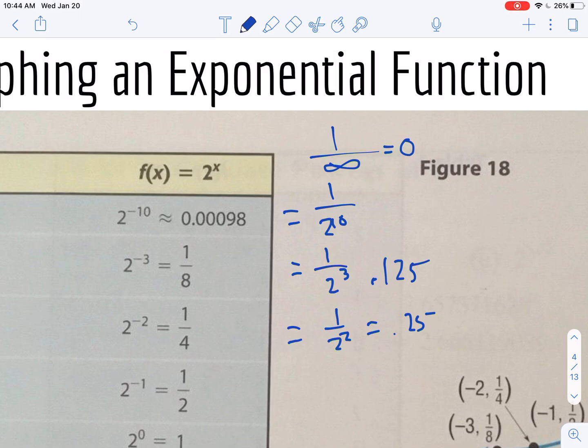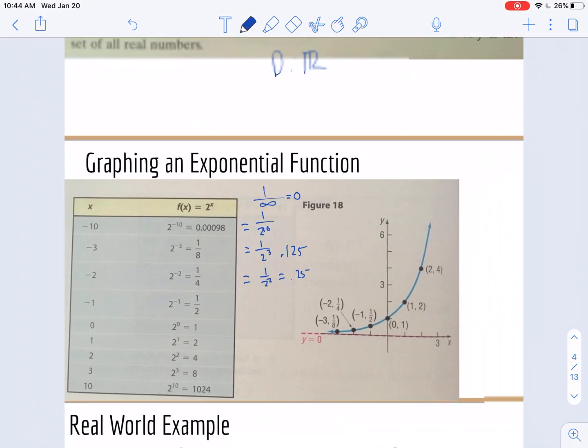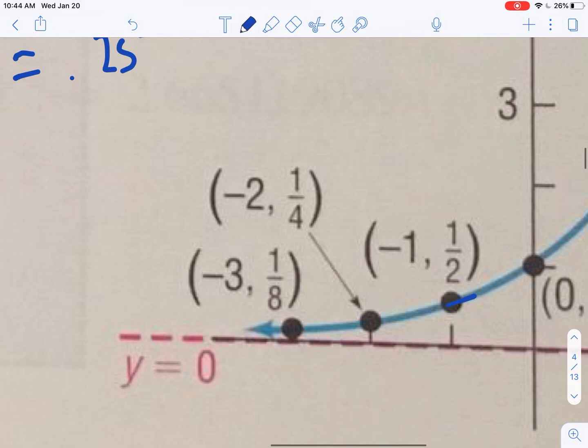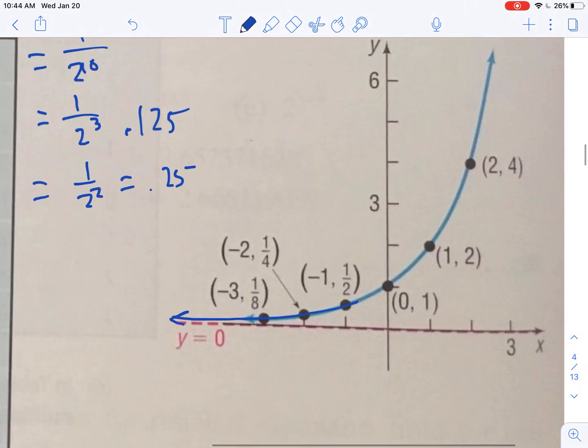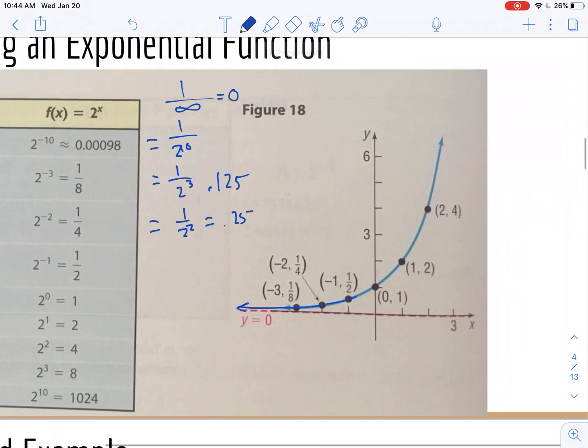So what happens is with my negative x values, my graph is getting really, really close to 0. Now it's never going to actually equal 0. It never gets to the point y equals 0. Because again, I can divide 1 into a billion parts. I can divide 1 into 6 billion parts.